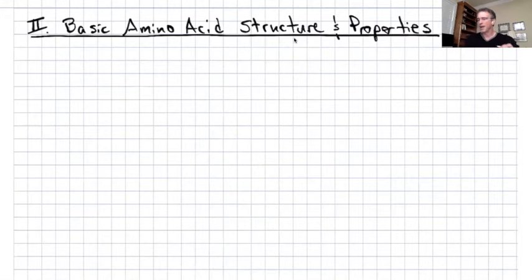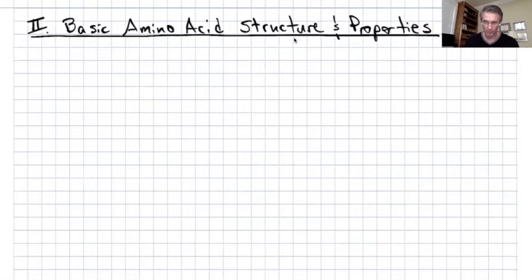amino acids. And the reason for that is that if you think about protein biochemistry as a language, and in a lot of ways it shares some similarities, you think about that, the amino acids are the alphabet. You've got to know the characters in order to read the language, right? So this is kind of an important thing. So let's start right at the beginning, thinking about what amino acids look like.